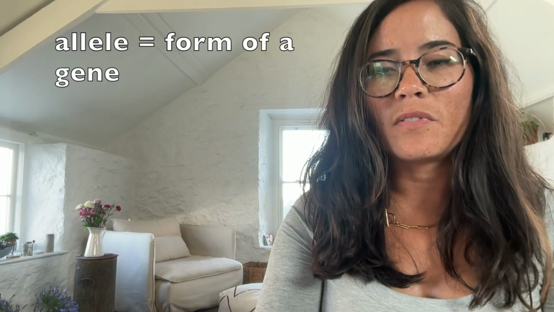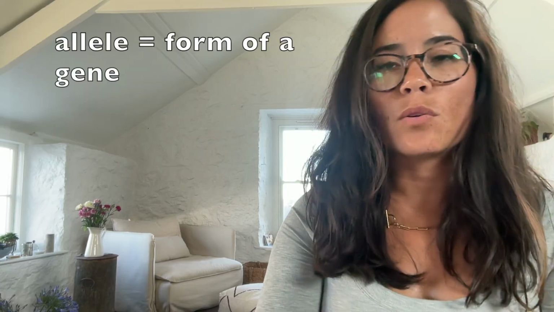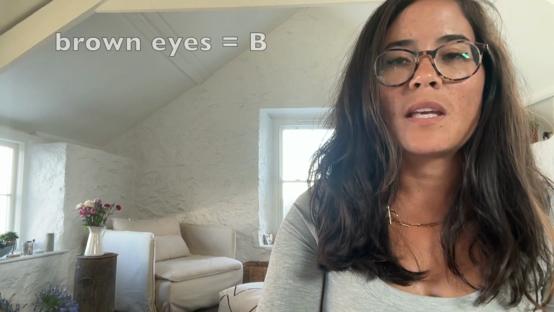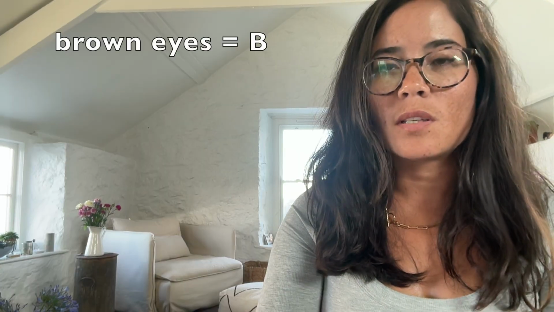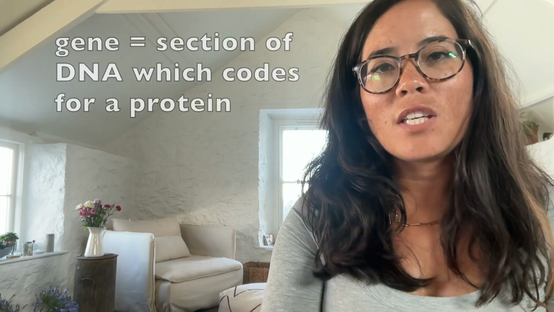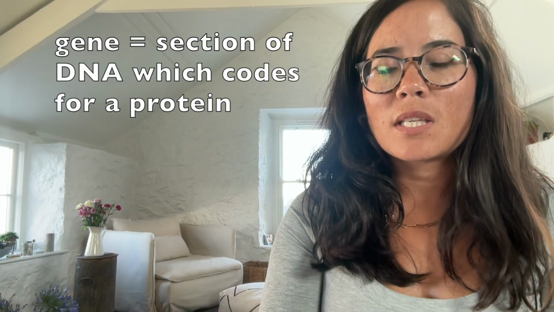Starting with an allele: an allele is a form of a gene, such as having blue eyes or brown eyes. They're both alleles for eye colour. They're given by letters, so blue eyes, being a recessive trait, will have a lowercase b denoting it. Brown eyes, being a dominant trait, will have an uppercase B denoting it. A gene is a section of DNA which codes for a particular protein.